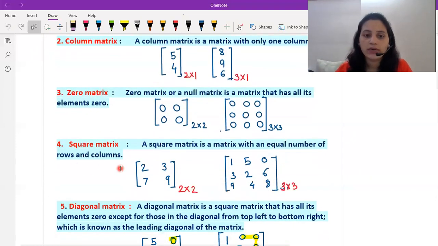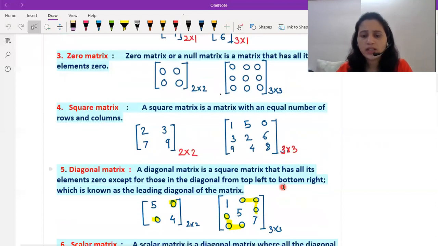Next, the square matrix. A square matrix is a matrix with an equal number of rows and columns. The matrix is called a square matrix when the number of rows is equal to the number of columns. In this example, 2, 3, 7, 9, the order is 2 cross 2, because we have 2 rows, the first row 2, 3 and the second row 7, 9, and the first column 2, 7 and the second column 3, 9. That is 2 rows, 2 columns, and similarly 3 rows, 3 columns.